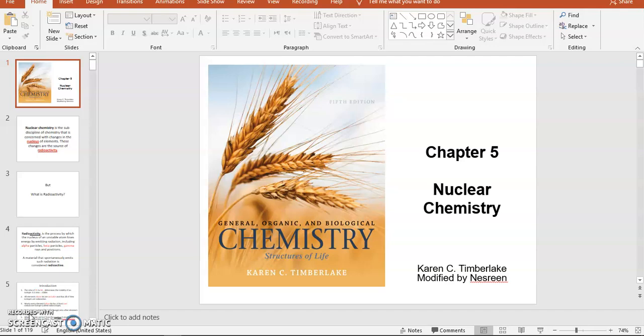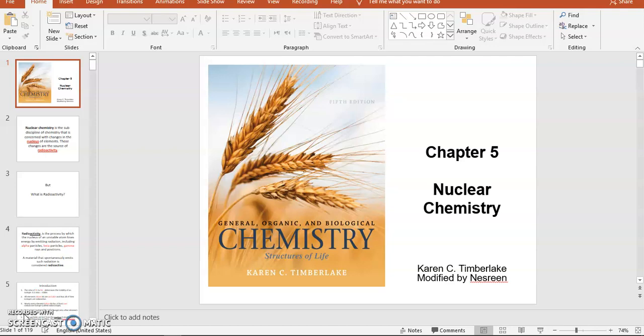Yes! So nuclear chemistry is basically the branch of chemistry that deals with the nucleus of the elements. Any change in the nucleus of the elements will cause a radioactivity process. And what's inside the nucleus? We have protons and neutrons.